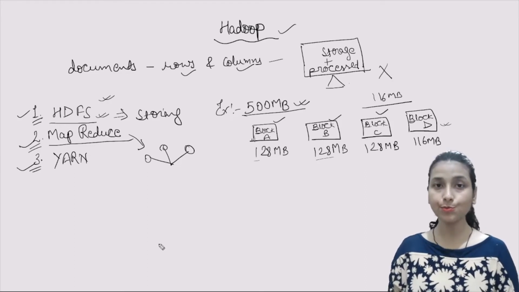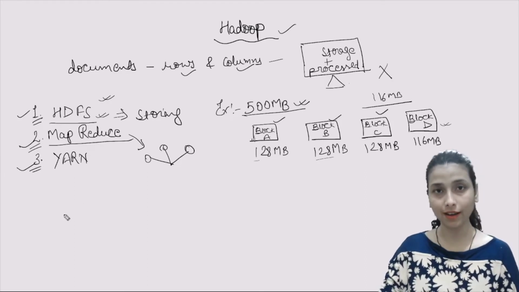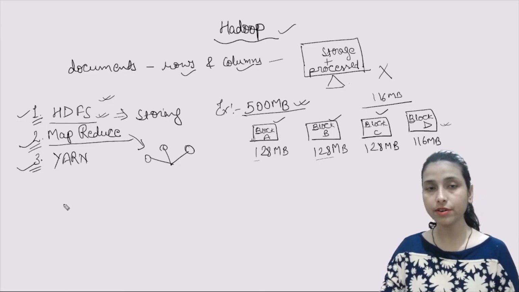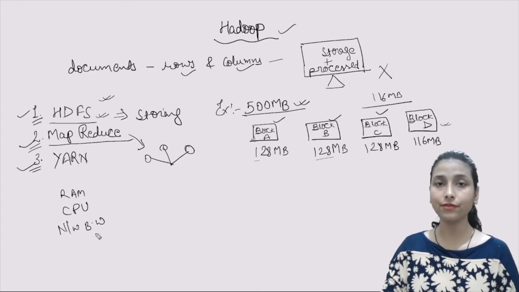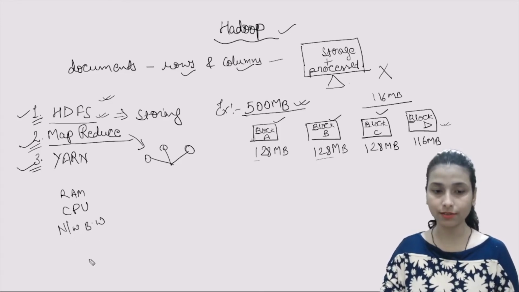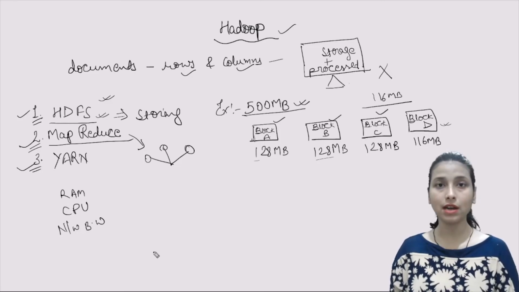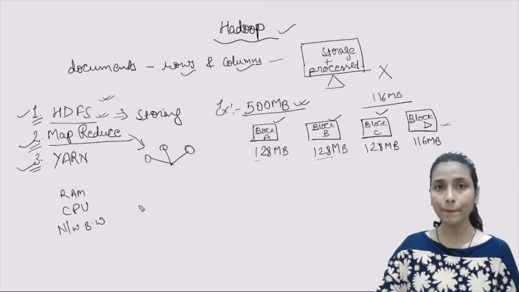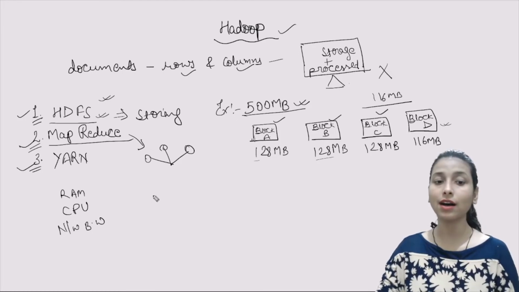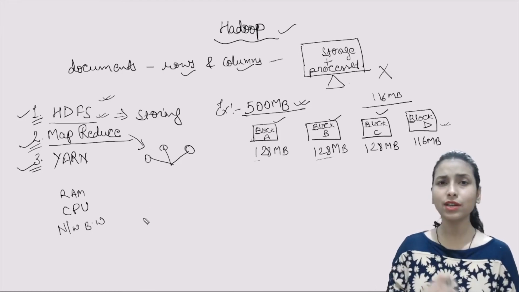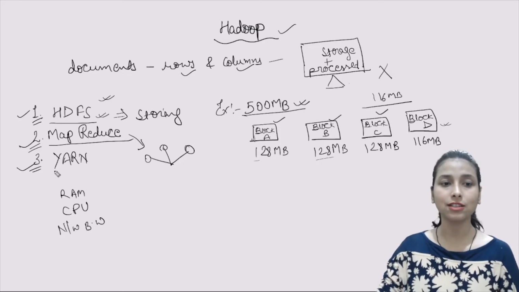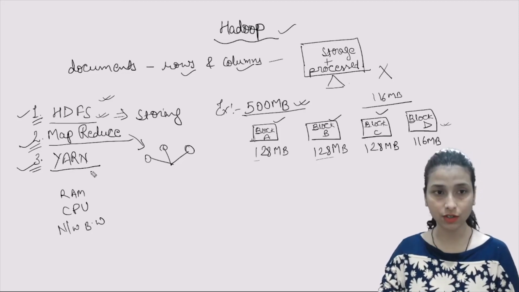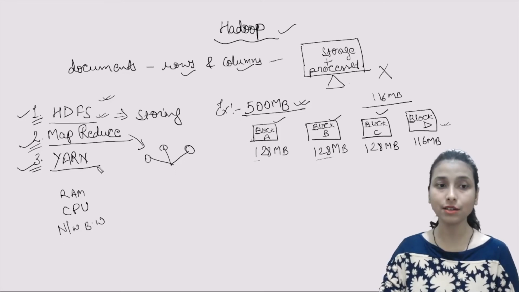Now once the data is processed, it needs to run on the Hadoop cluster. For running on the Hadoop cluster, different resources are needed, such as RAM, CPU, and network bandwidth. So these three things are needed for running the data on the Hadoop cluster. Meaning at one time multiple jobs run on the Hadoop cluster, and for making each job run, a set of resources is required. Now there was a question of who will manage these resources, and that's where YARN, the third component of Hadoop, came into the picture. YARN stands for Yet Another Resource Negotiator.